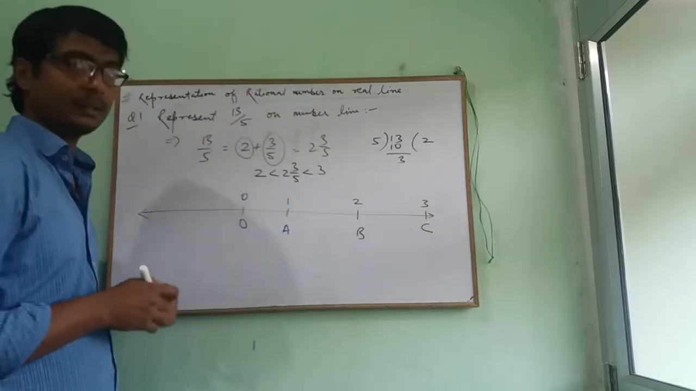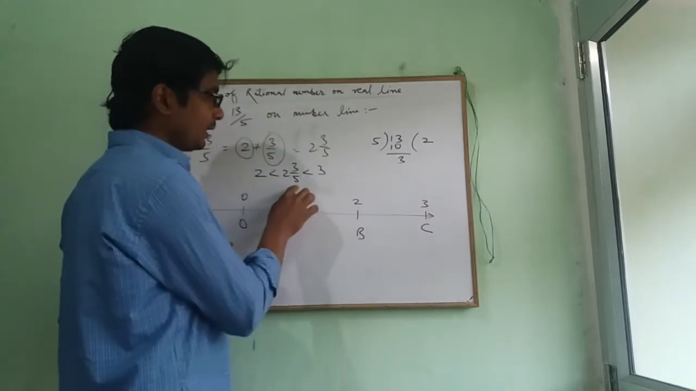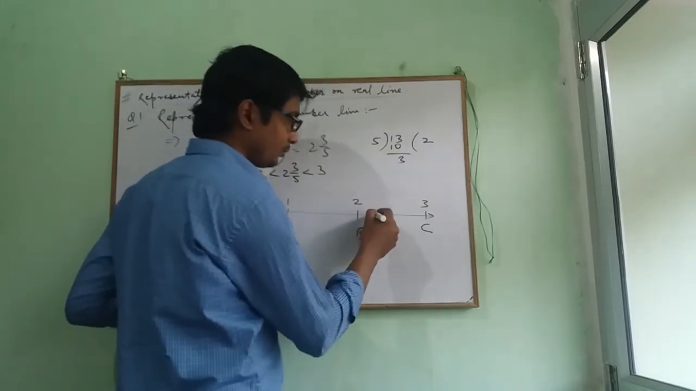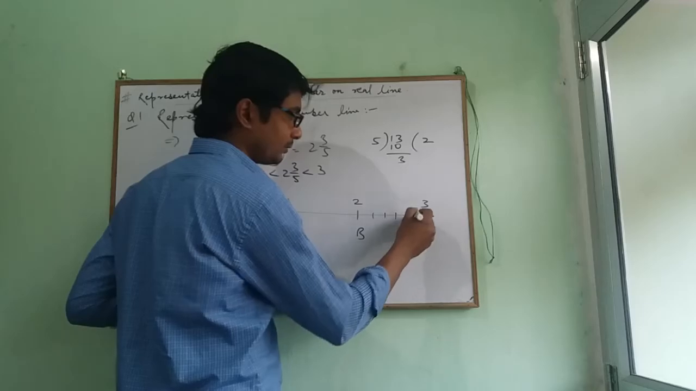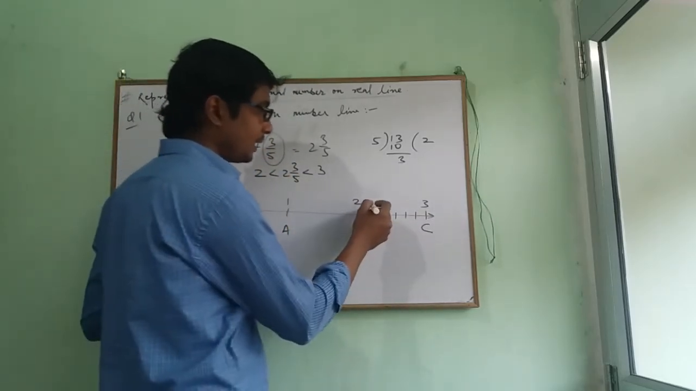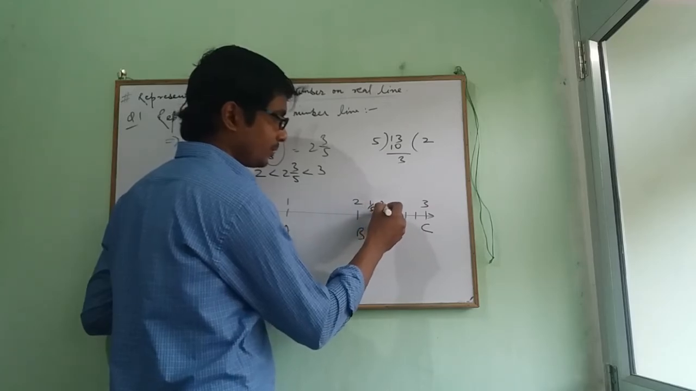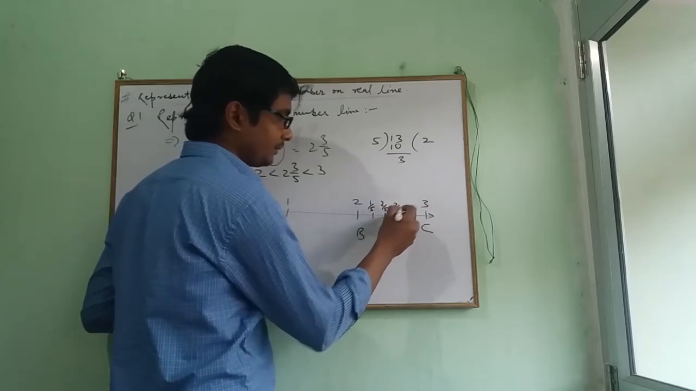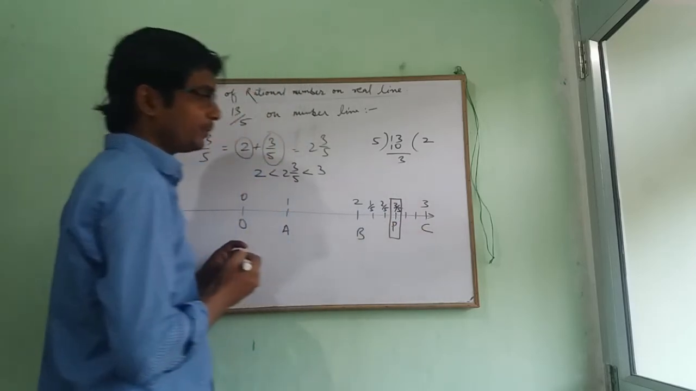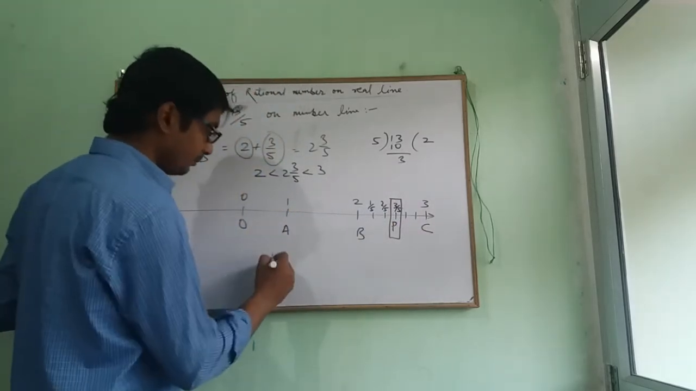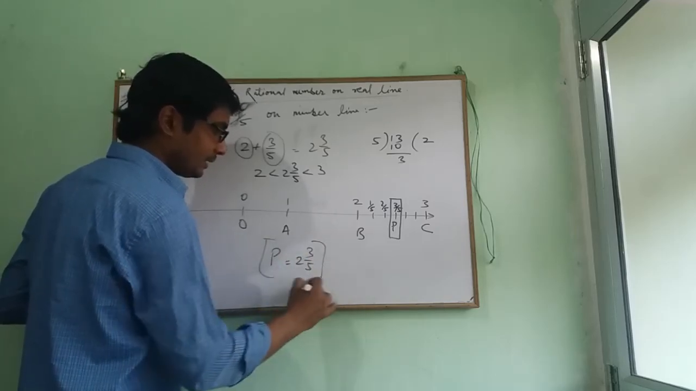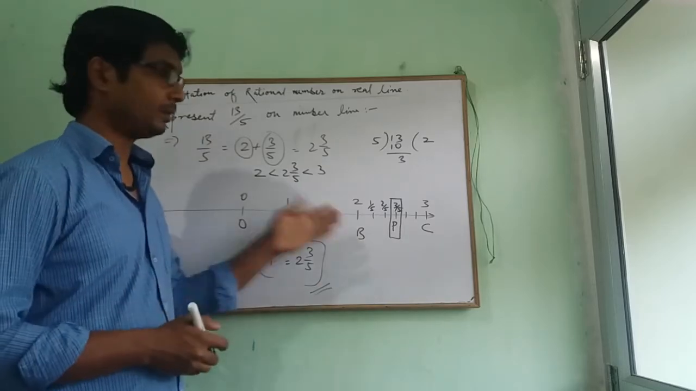So let C be the third point. Now what I will do, I will divide B and C into 5 equal parts. So 1, 2, 3, 4, 5. Now I have to represent 3 by 5 in between it. So this becomes 1 by 5, this becomes 2 by 5 and this becomes 3 by 5. So this is my point. Let's say it is P. So P will be my point, which is P equals 2 whole 3 by 5. So I have represented the rational number on the number line.